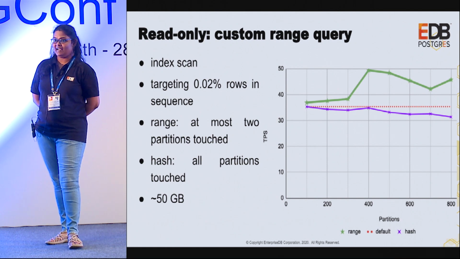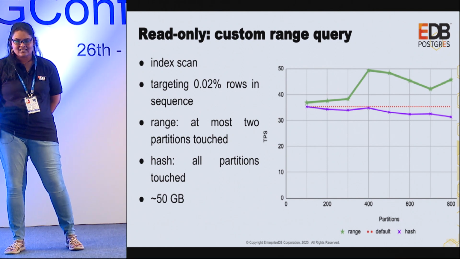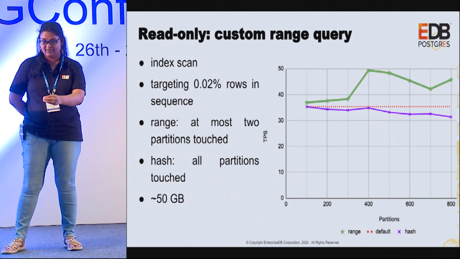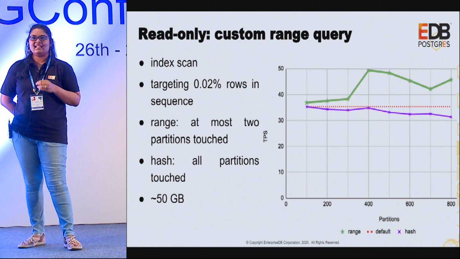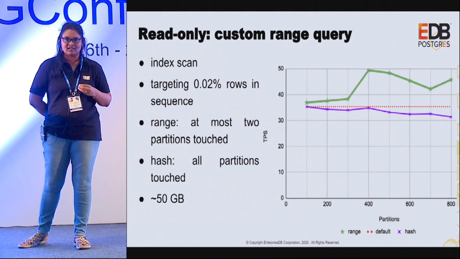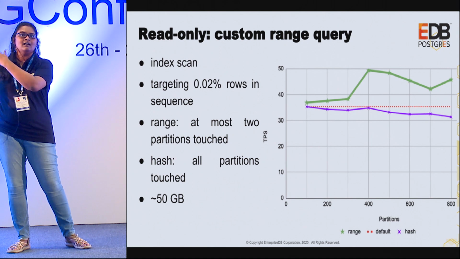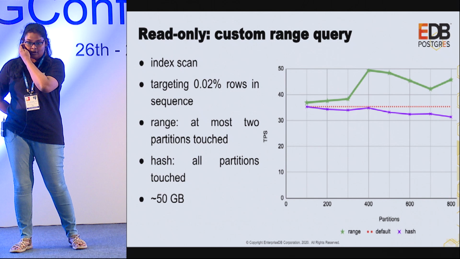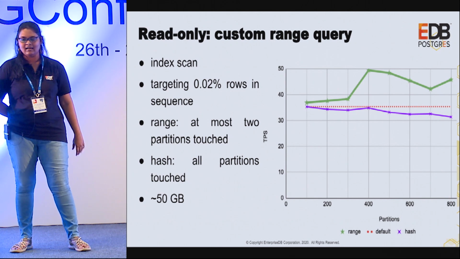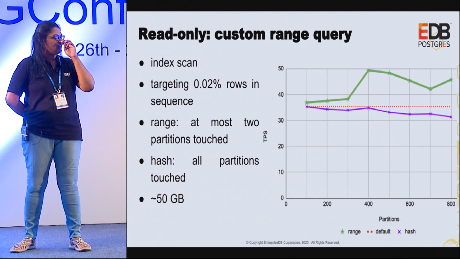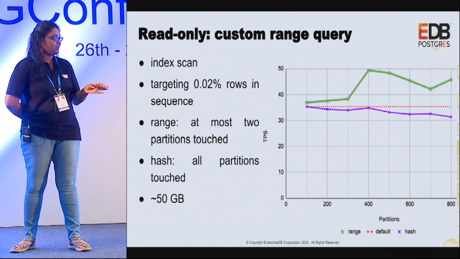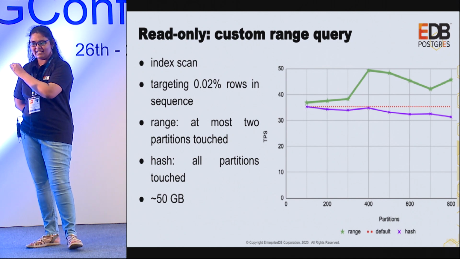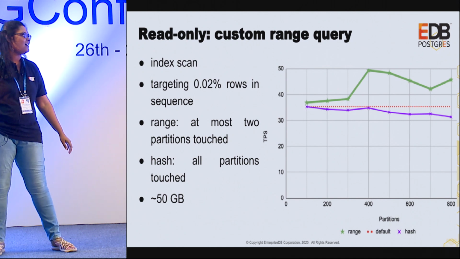This is a custom query that I had checked for. I tried to target about 0.2% of the rows in a 50 GB database, but in sequence. Like I had used select star from pgbench_accounts where AID is between 1 and 1 lakh or something like that. So it is checking a range query. And in this, you would see that the performance of range is very good, but hash seems to be near the unpartitioned case and then slowly degrades as the number of partitions increases.